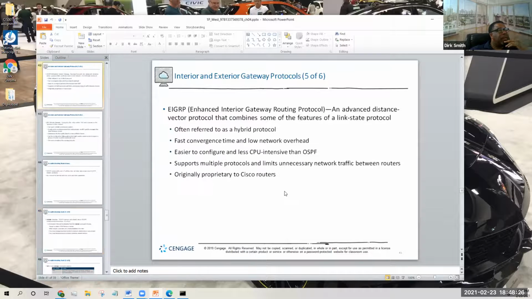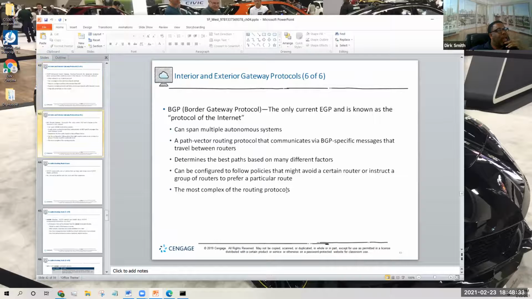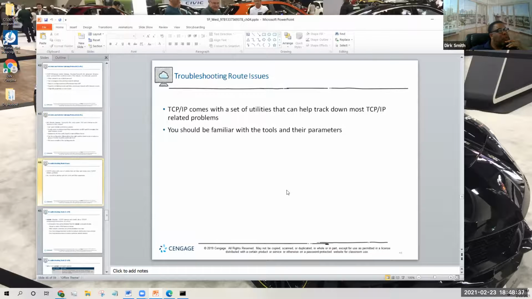So, like I said, it gets a little granular here, and we're not going to rely a whole lot on this because you guys probably will never ever see this. Now, troubleshooting.